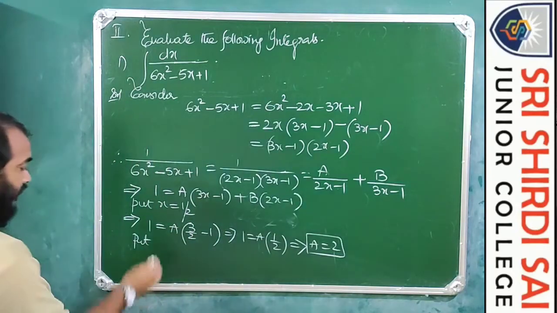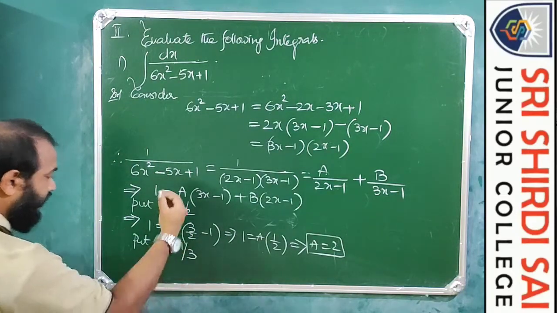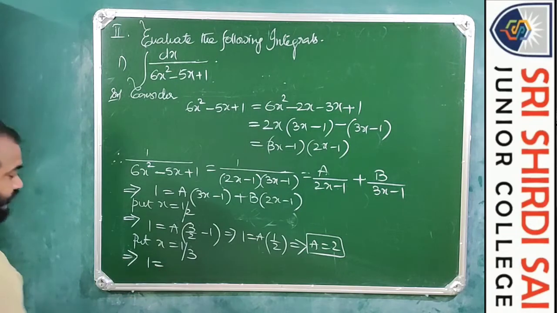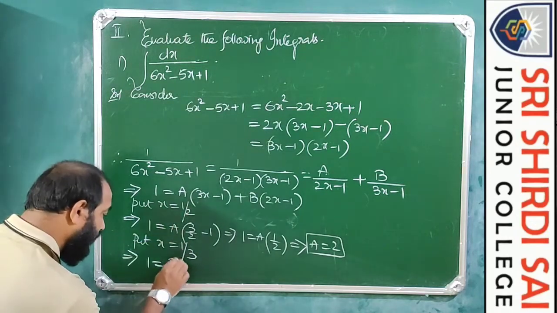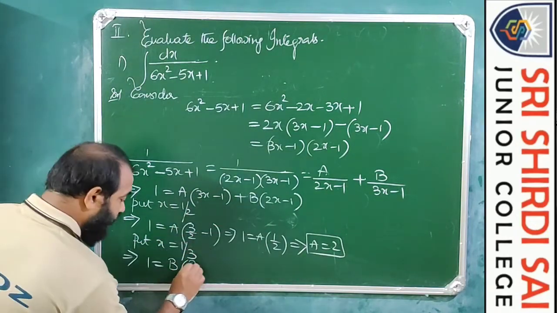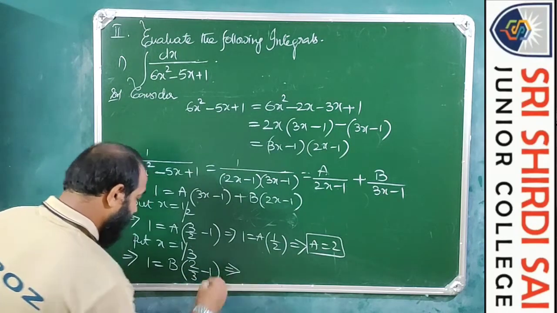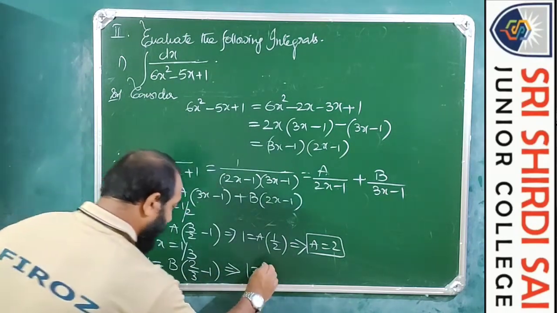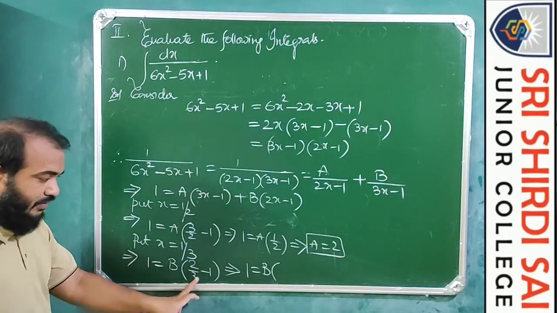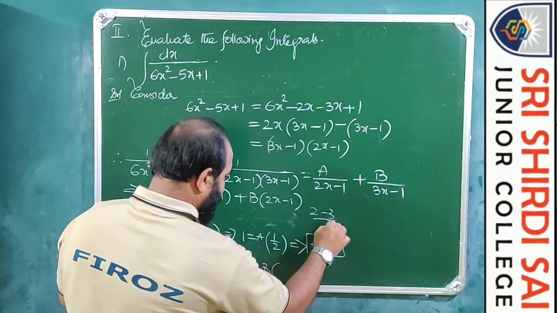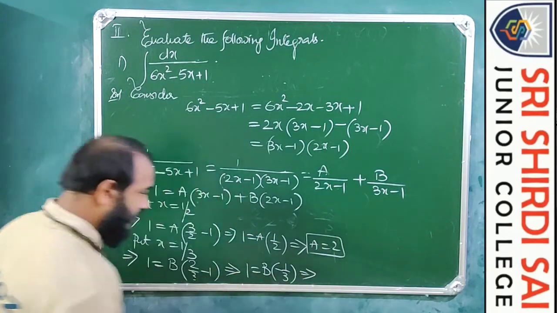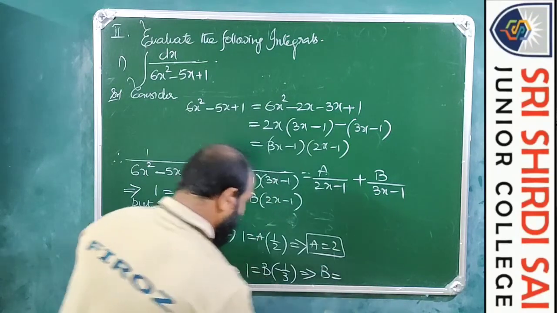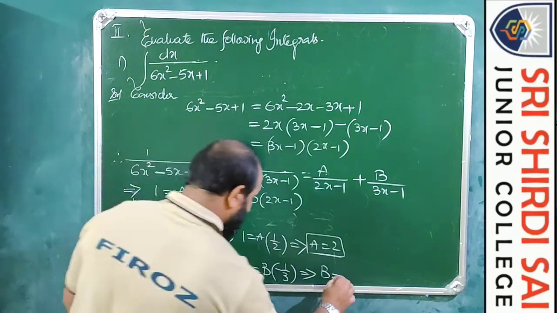Likewise, put x equals 1 by 3. 1 is equal to, this is going to be cancelled. So 3 into 1 by 3, 3 gets cancelled, 1 minus 1 is 0. So b into 2 into 1 by 3 is 2 by 3, minus 1. So 1 is equal to b into (2 minus 3) by 3, so minus 1 by 3. So from this, b is equal to how much? Minus 3.